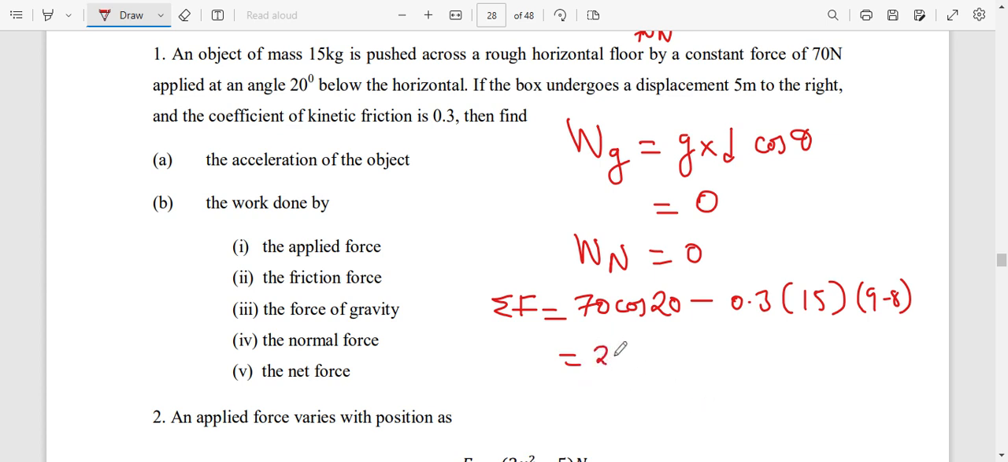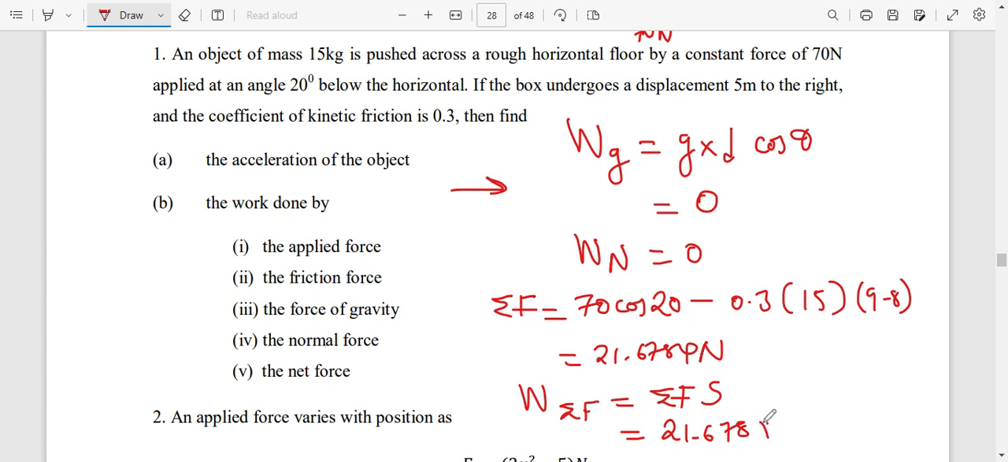So this is going to give us 21.6784 newtons as the net force. Meaning that the work done by the net force is going to be equal to net force multiplied by the displacement. Since the net force is positive, it will be going in the same direction as the displacement. So that will just be 21.678 multiplied by the displacement, which is 5. And that is going to give us 108.39 joules as the work done.